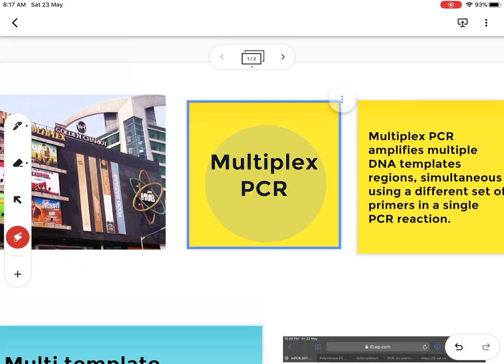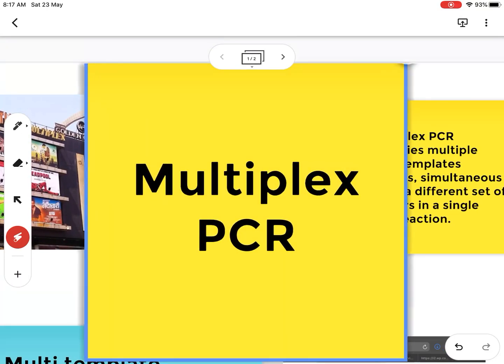Hello students, and welcome to this another session on the variations in polymerase chain reaction. So far we have discussed conventional polymerase chain reaction and one of its modifications, that is hot start polymerase chain reaction. Today we are going to discuss another variation in the conventional PCR, and that is known as multiplex PCR. So what do you understand from the word multiplex?